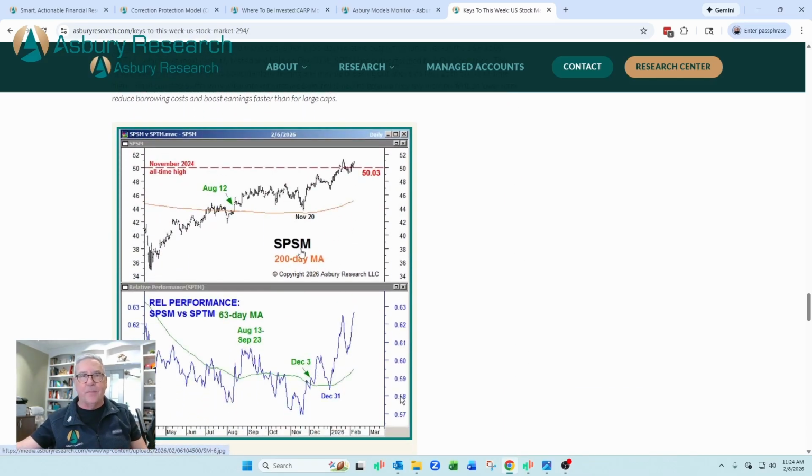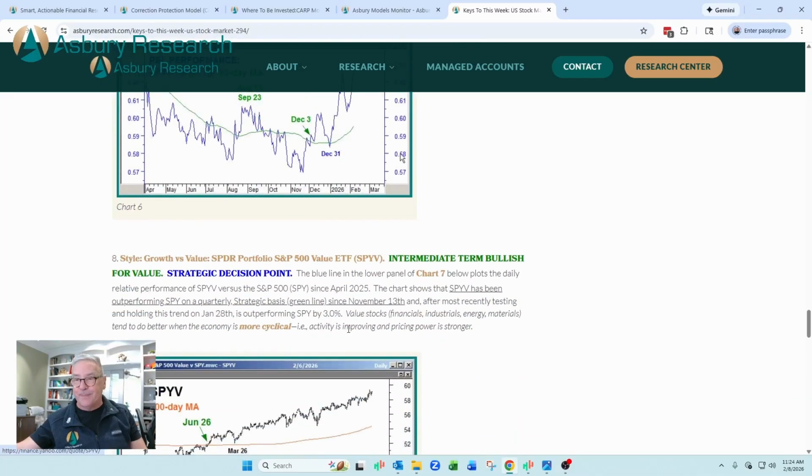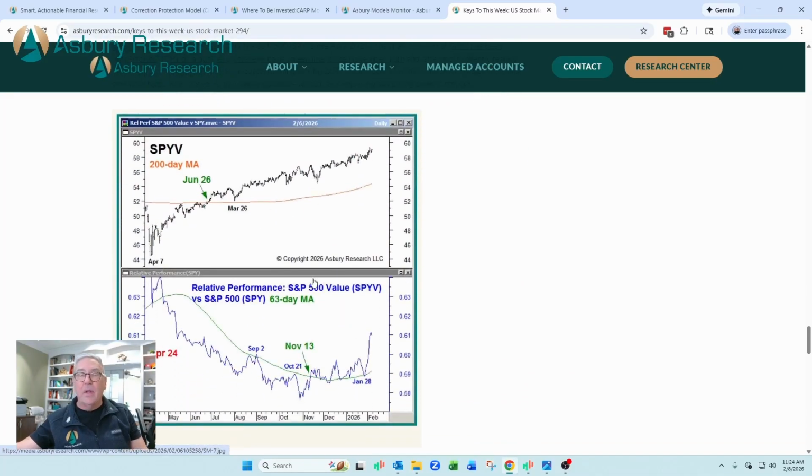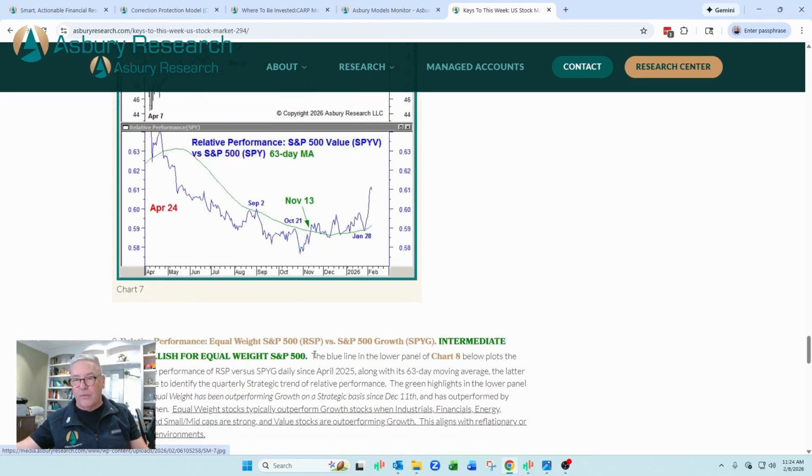This is small cap. We had mentioned small cap. We've been overweight small cap since December the 3rd. Nice outperformance. We're in the right spot. This is value. We've been overweight value since November 13th. Hasn't done a thing in 2 months, starting to outperform. So that is also working for us.